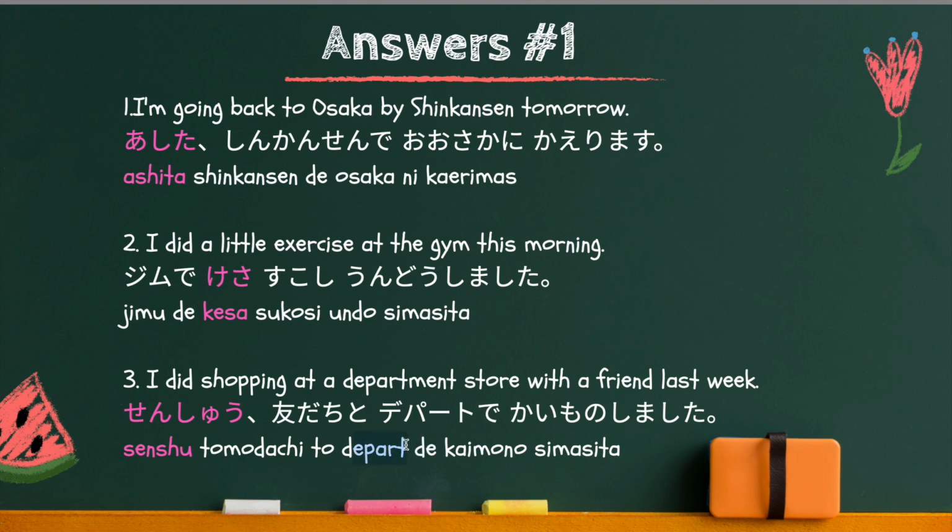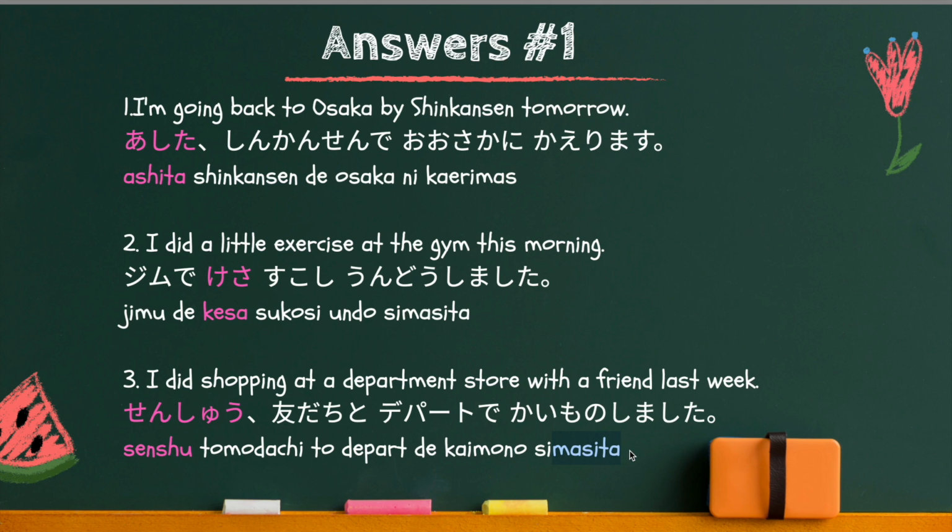So, always particles must come after the word which they mark. For example, at the department store, it cannot be de depaato. That doesn't work. They must come after depaato. And lastly, to do shopping is 買い物します。But this is past tense, therefore it has the ました ending.